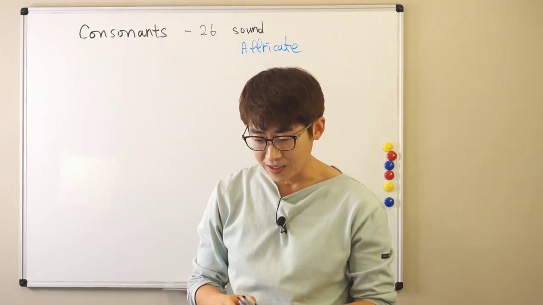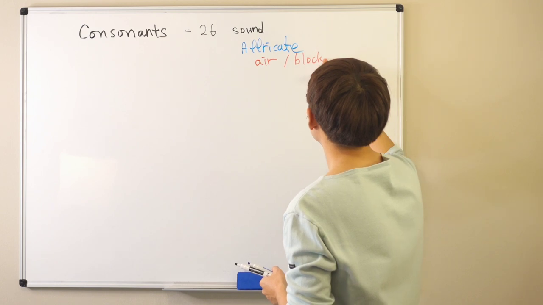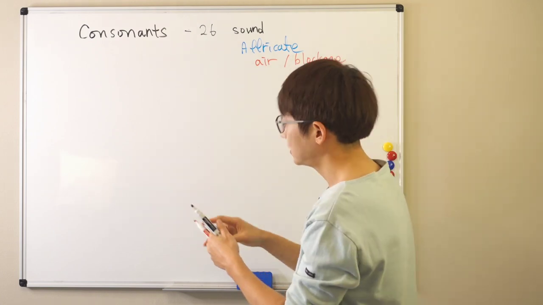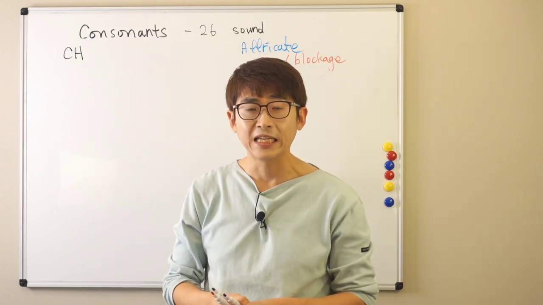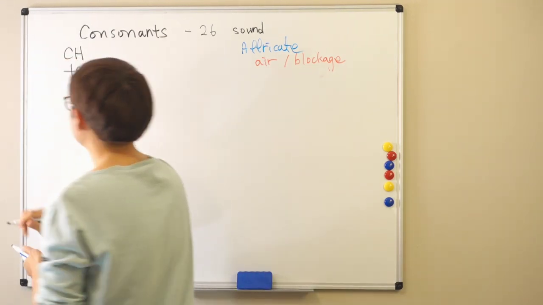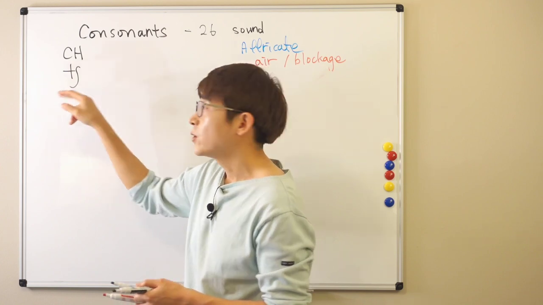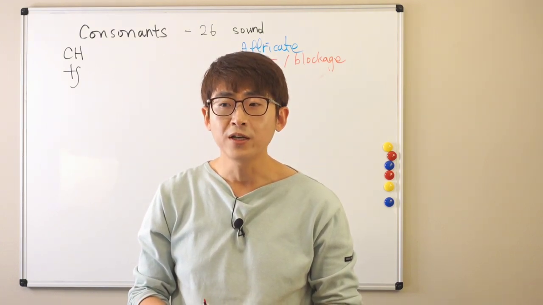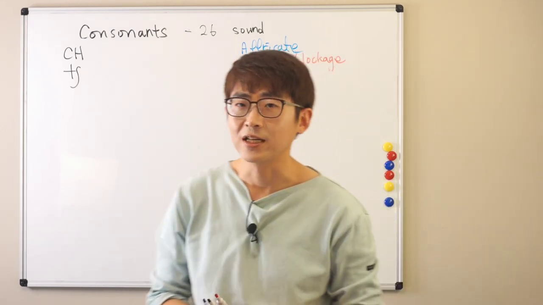Affricate, which basically means a combination of air and blockage. So we start with blockage of air and then we constantly let air out. And there's only one. Anything that has CH in it, the alphabet combination of CH, makes the sound of this one. So it's the consonant T with the addition of SHI. When they are combined together, they make CHI, CHE, CH. So first, you start with T and SHI together, and you make that sound of CH.